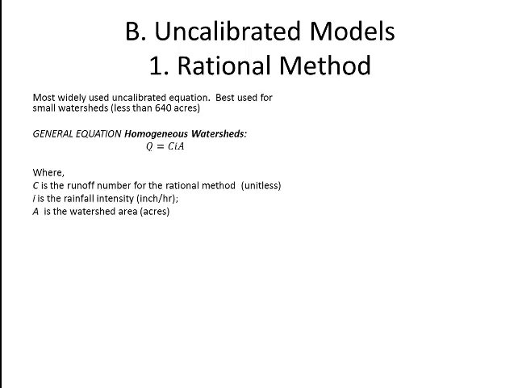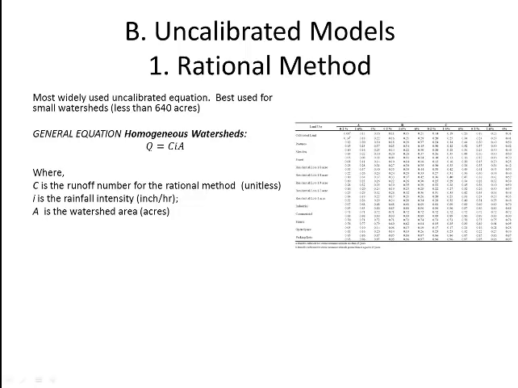The general equation for the rational method is the flow rate Q is equal to C, the runoff number for the rational method, which is unitless, I, the rainfall intensity, which is measured in inches per hour, and A, the area of the watershed. The value of the runoff number for the rational method can be determined from a table as shown. You can also find this table in your note packets.